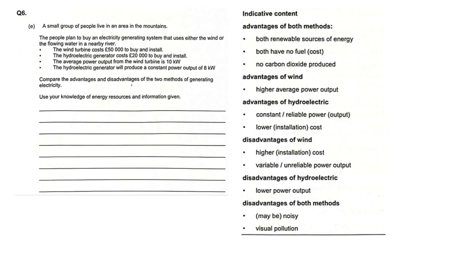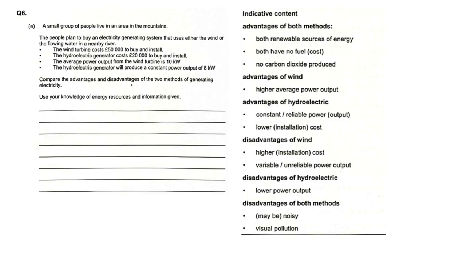So for the advantage of both methods, because you have to compare, you have to talk about both methods. They're both renewable sources of energy. They both have no fuel, so that is a lot cheaper than burning fossil fuel, and no carbon dioxide is produced. The advantage of wind compared to hydroelectric is that it has a higher energy output: 10 kilowatt for the wind, only 8 kilowatt for the hydroelectric generator.